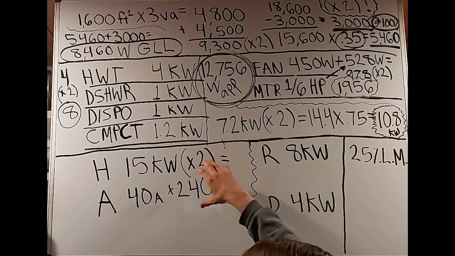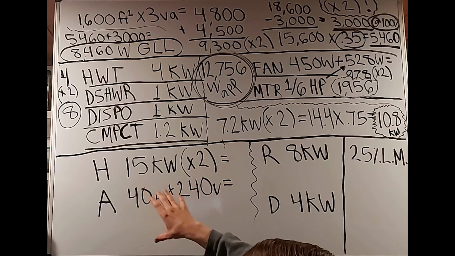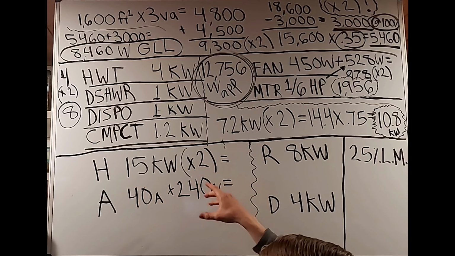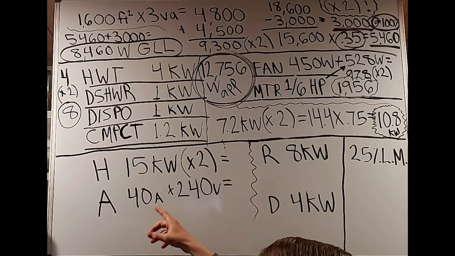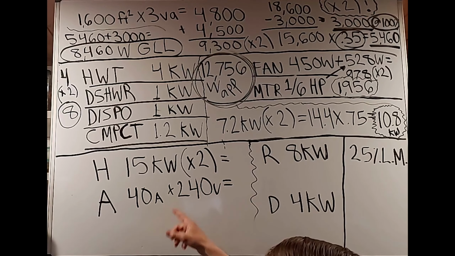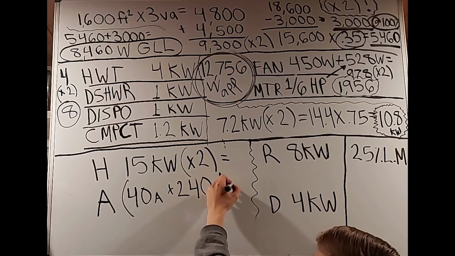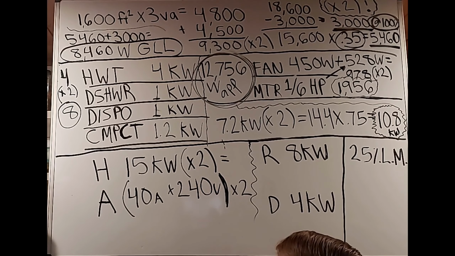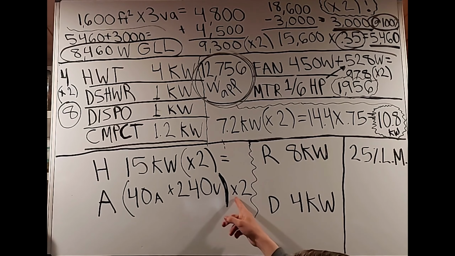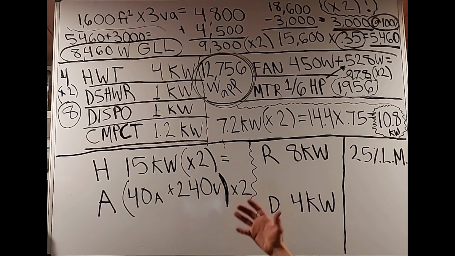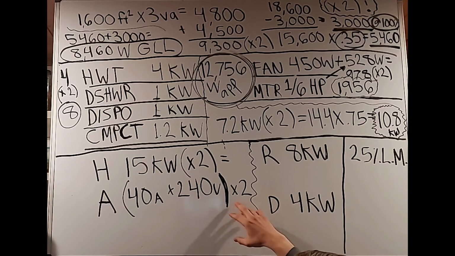Now I can confidently move on to the next section where I have my heating, 15 kilowatts, and then I have my 2 units. And then I also have my air conditioning where I have 40 amps and 240 volts. I'm going to put that in parentheses because I have 2 actual air conditioning units. And then from there I have an additional times 2 for how many actual dwellings I have. I'm going to label that this times 2 is not in parentheses, so I remind myself that I still have to do times 2 for the amount of dwelling units.